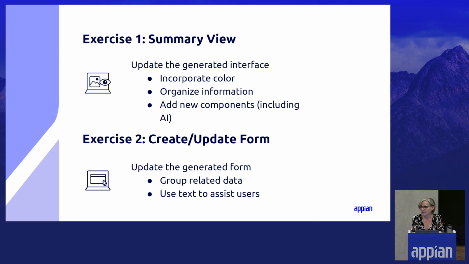Our second exercise, we have a create update form that's already there for you. That is created by, again, going into that record type. You can go under actions and then click on generate record action. We're going to be grouping related data, and then we're going to be using text to assist our users.